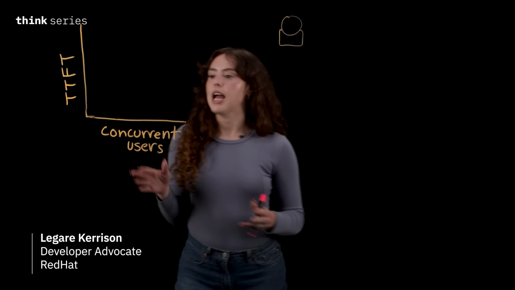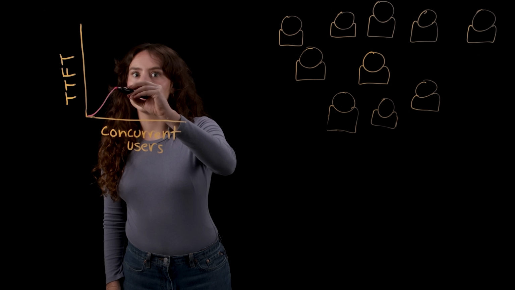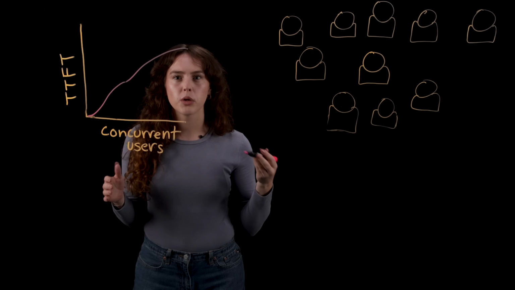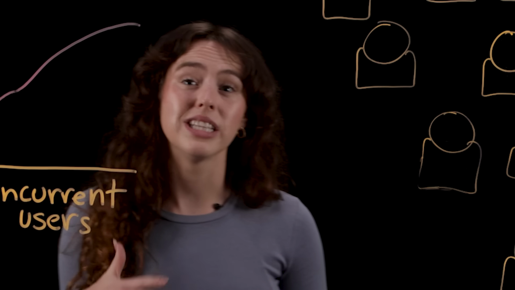You've got a large language model running. With one user, time to first token is super quick. And at 10 users, we're starting to see latency climb. But then at 100, you're watching GPU memory spike and throughput tank. And every cycle is wasted money.